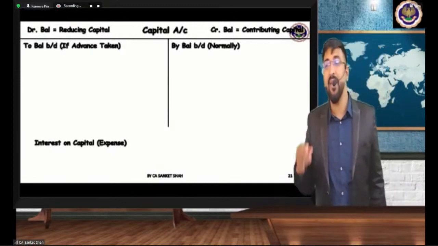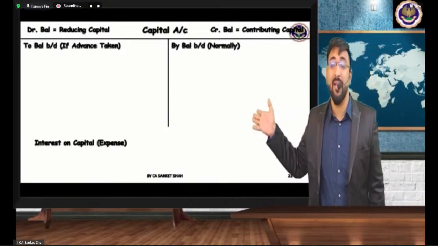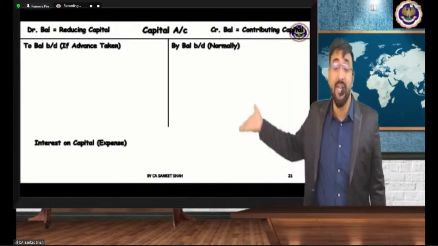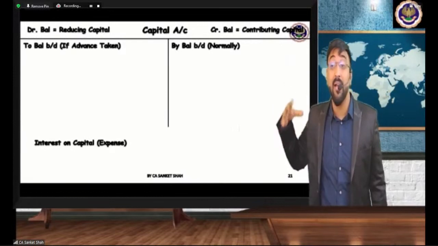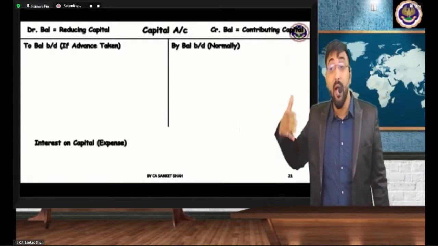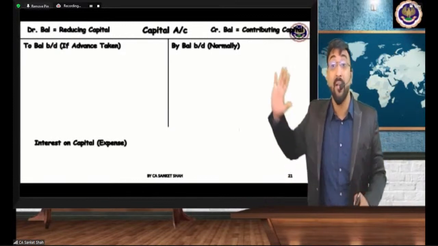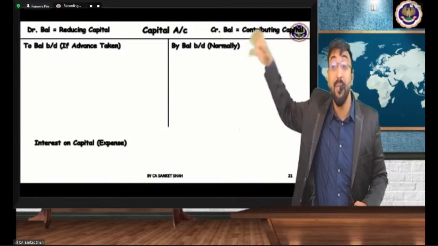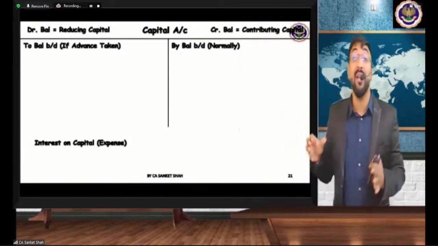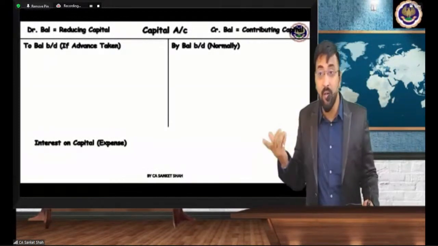Think from the firm's angle, not from the partner's angle. Partners are creditors. We are doing accounting in the books of the firm. हम लोग accounts firm के angle से सोच रहे. Firm, partner के लिए वो income है. We are not thinking from the partner's angle. Business entity concept: we are thinking from the business, not from the owner.